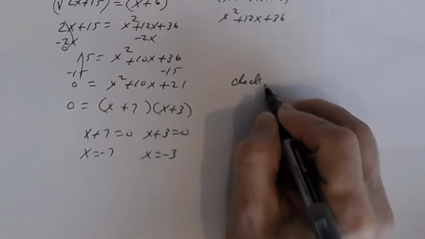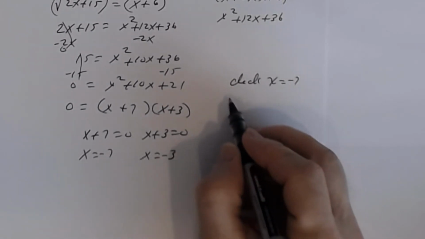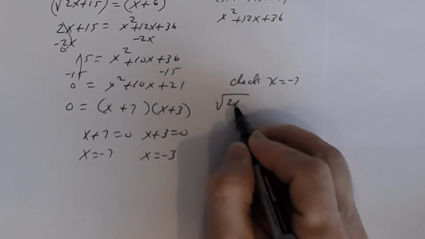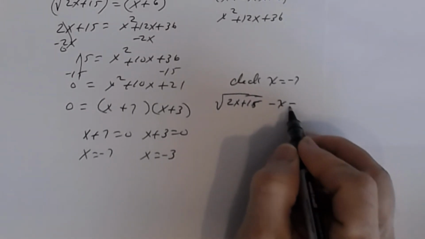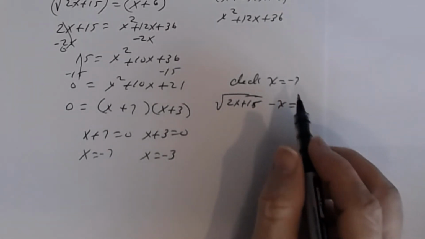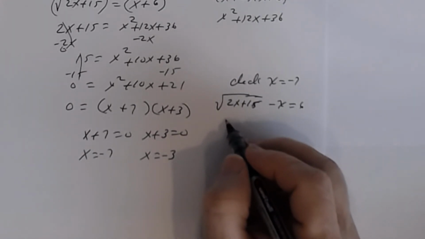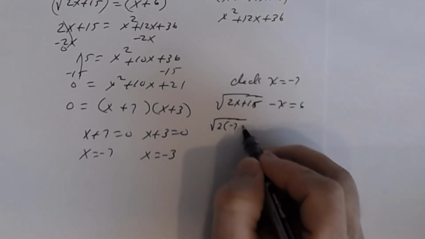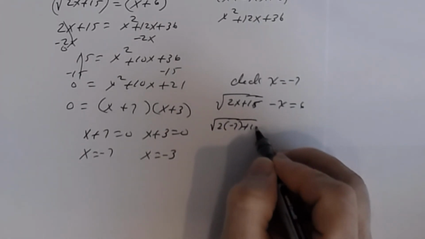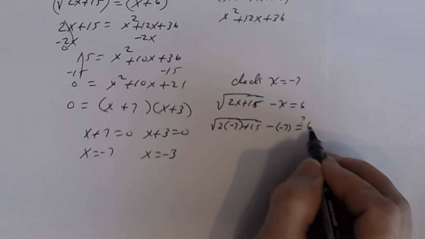All right, so let's do the first one, x equals 7. Let's see what happens there. Negative 7, rather. So I'm going to go ahead and rewrite the original. So here's the original equation. Always go back to the original. Okay, and so let's see what we get. All right, so I get the square root of 2 times negative 7 plus 15 minus a negative 7, and I want to see if that's going to equal 6.